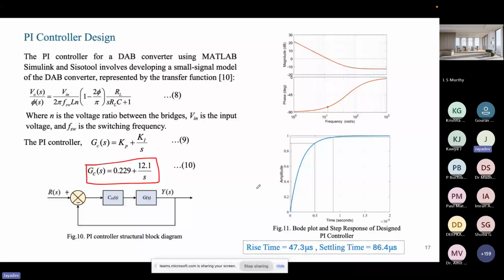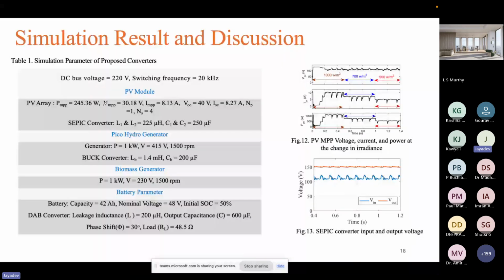This is the simulation parameter Table 1. These parameters we have used in the simulation, but it is a bit different: the 20 kilohertz was not considered, we have considered 15 kilohertz only, and the DC bus voltage we have taken as 110 instead of 220. Before coming to the result, I'll show you in MATLAB.